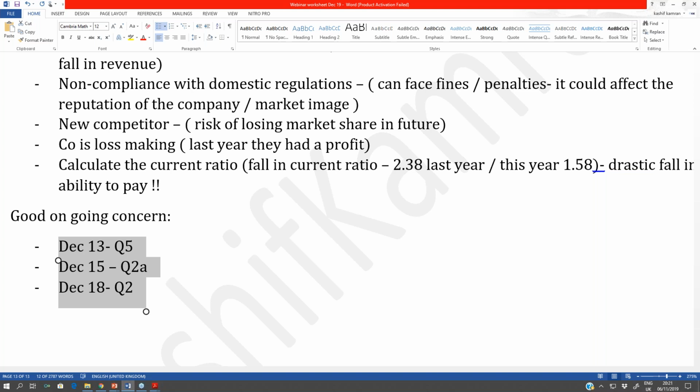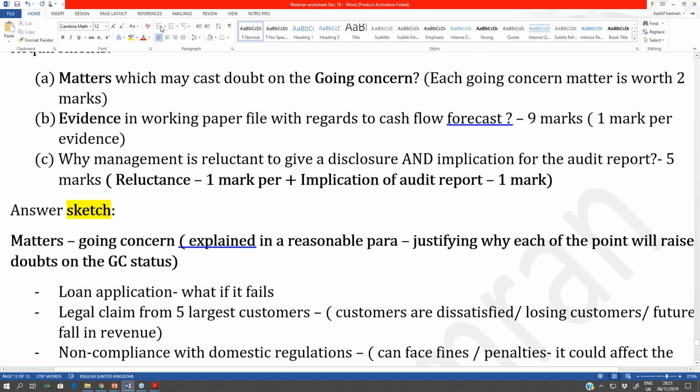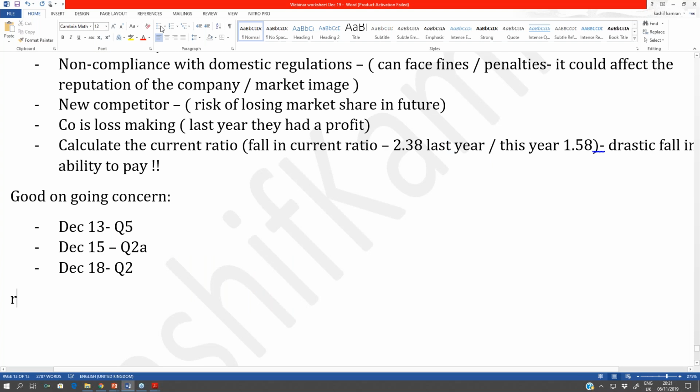I'm not doing the part on evidence. You need to see my previous webinars for evidence for that. But why is management reluctant to give a disclosure of going concern? And what's the implication for the audit report? Let's test you for that. Reluctance. Why is management reluctant? And what can be the implication of this reluctance on the audit report? Impact on audit report.